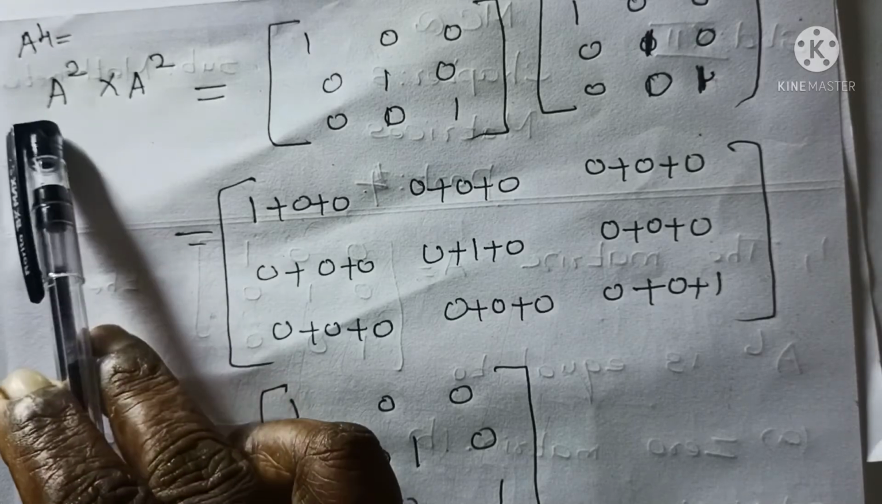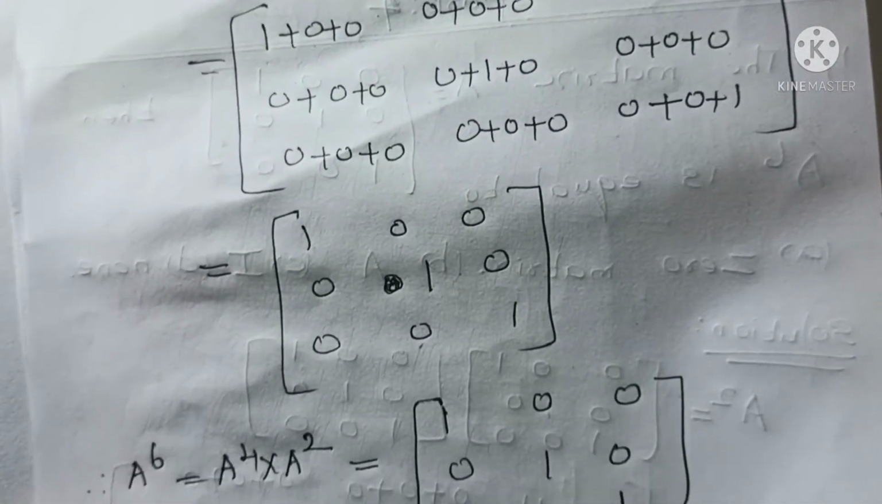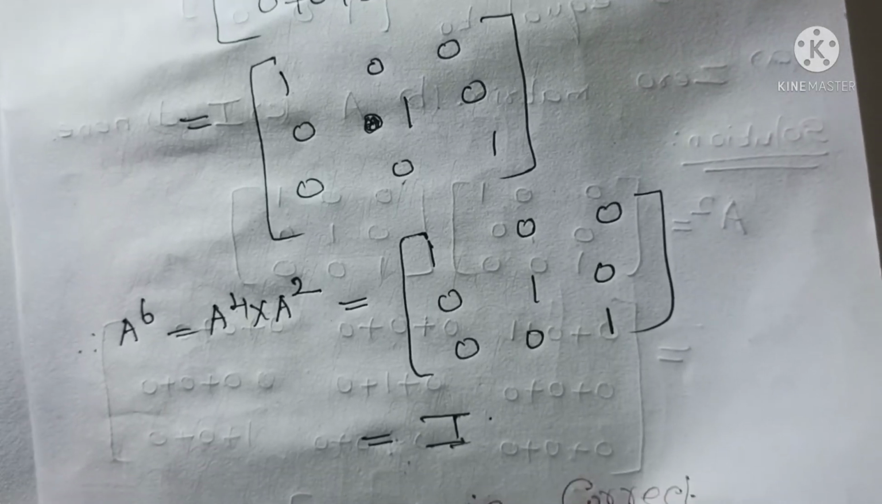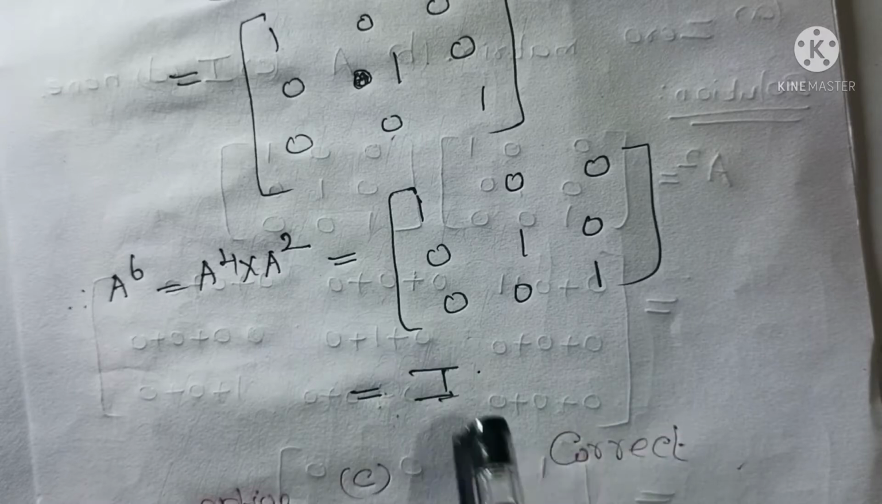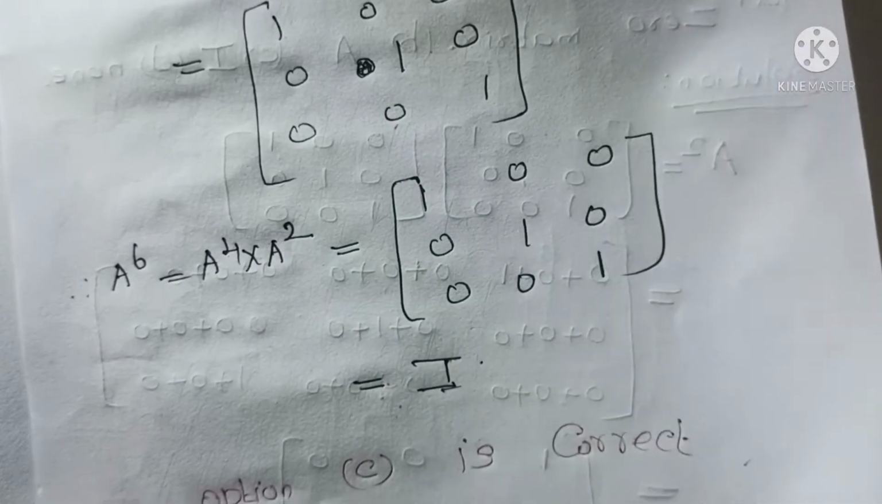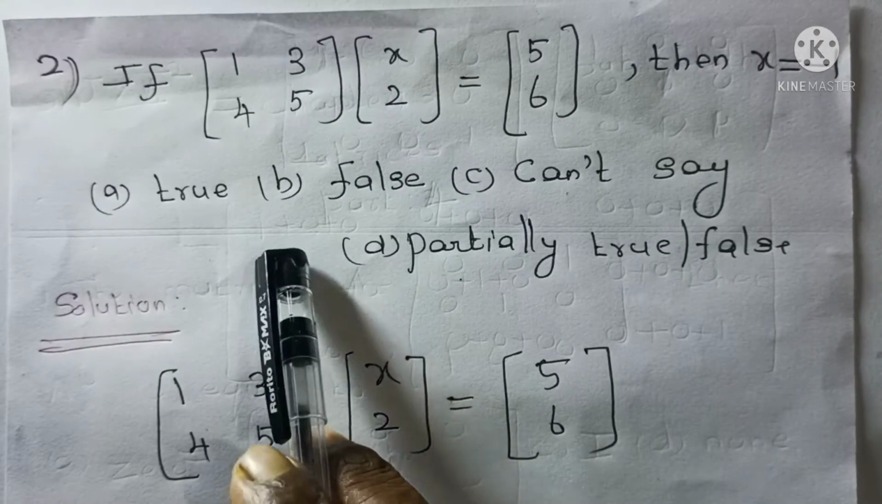So first you have to multiply A power 4, which is equal to A square into A square. Then you will get this answer. Then again A power 6 is equal to A power 4 into A power 2. Then again you will get identity matrix. So option C is correct. Next, move on to the second question.